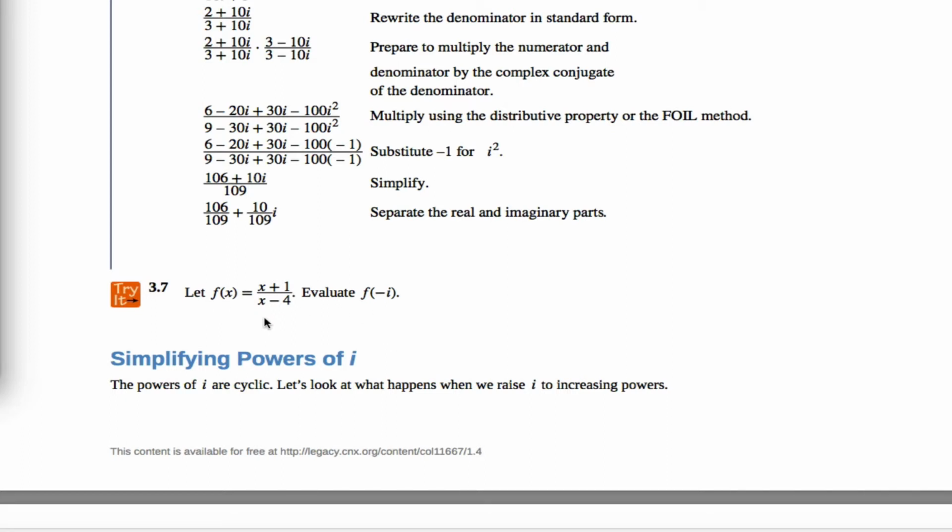All right, here's Try It 3.7, a relatively challenging problem, I guess. I'm given this function, and I'm asked to evaluate f of negative i. Well, that doesn't sound too bad, because f of x is this thing, so f of negative i, no problem. Just copy this thing, but change all the x's into negative i's.